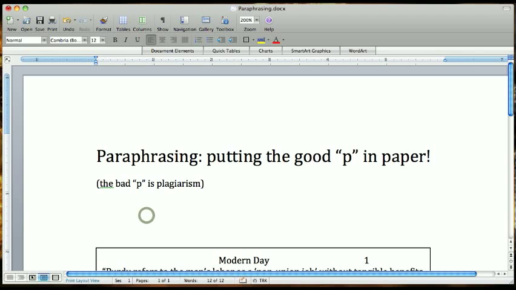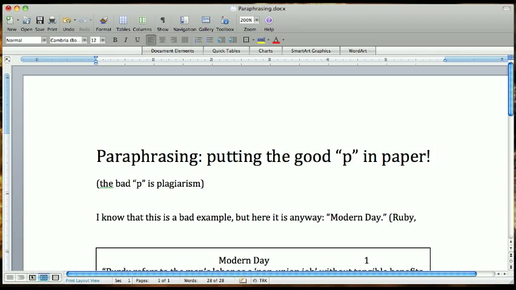It's going to look a little something like this. I know that this is a bad example, but here it is anyway: modern day. Now, at this point, in parentheses, I'm going to put this. My author happens to be not listed, so I'm going to put Ruby. And then I'm going to put a space, and then I'm going to put 242. Close the parentheses, and then put a period.